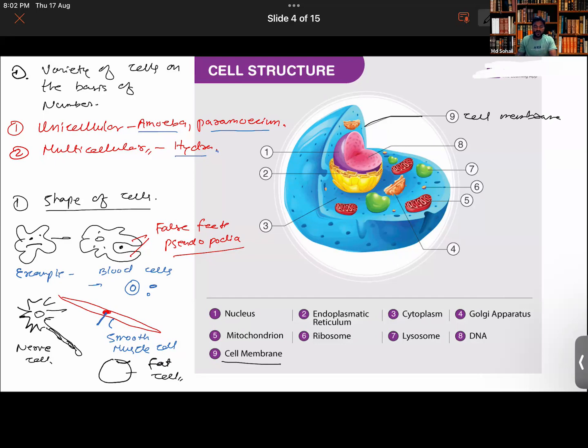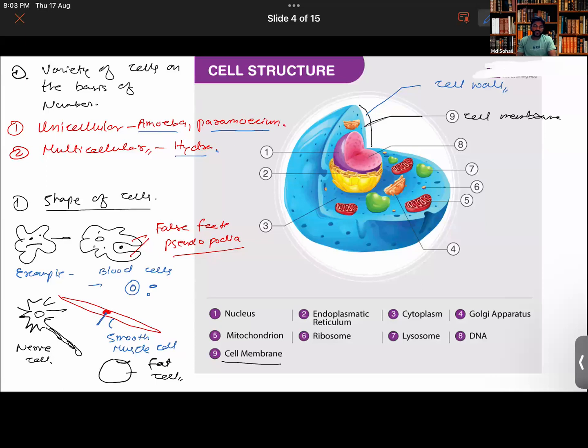Or in plant cells, there is one more layer outside the cell membrane that is called the cell wall. So here it is an example of an animal cell. Had it been a plant cell, there would have been one more layer outside it. Then you would call it the cell wall. So in plant cells, there are two layers of boundary, while in animal cells, there is only one. That's why human cells are softer than plant cells, right?